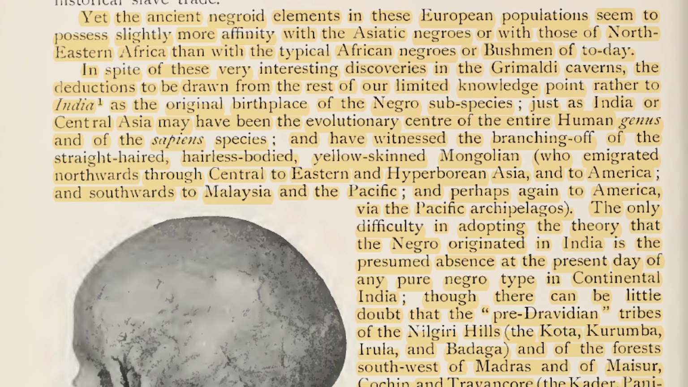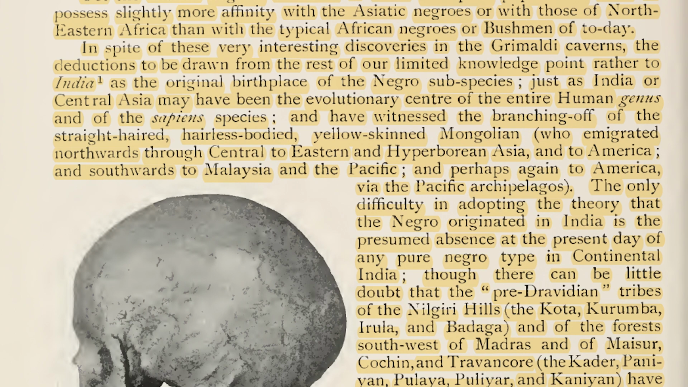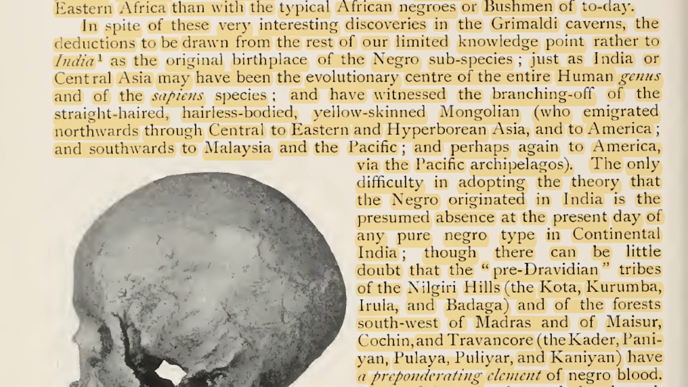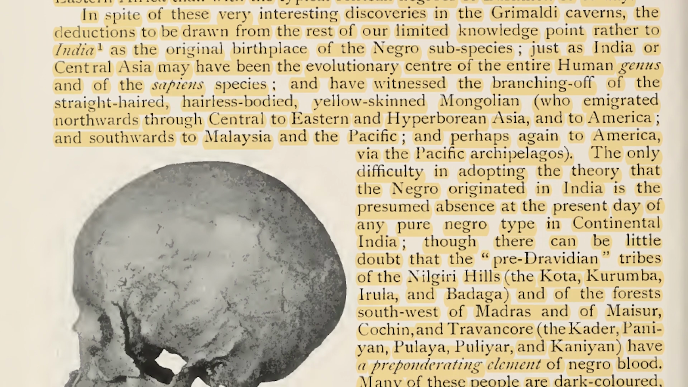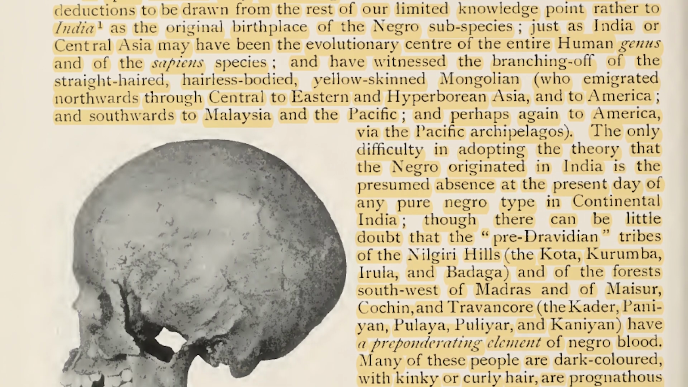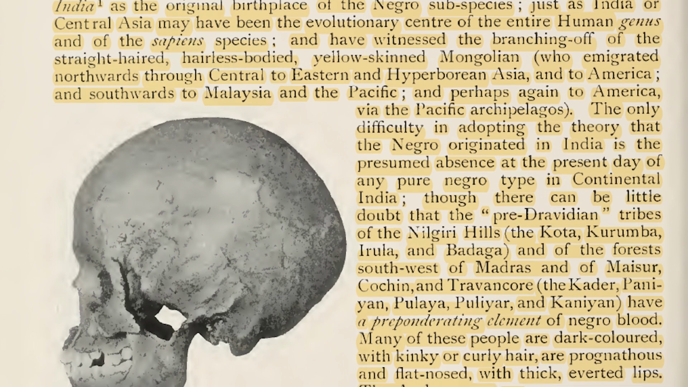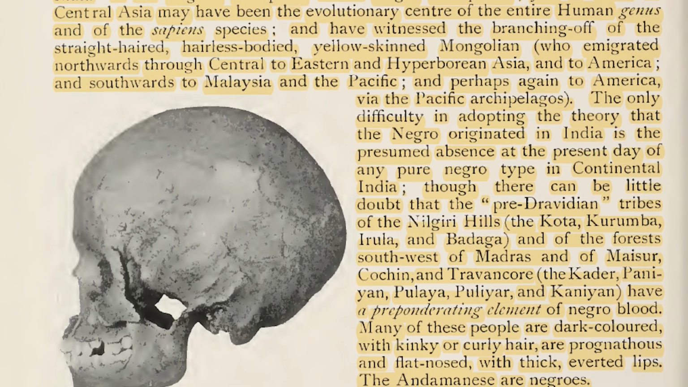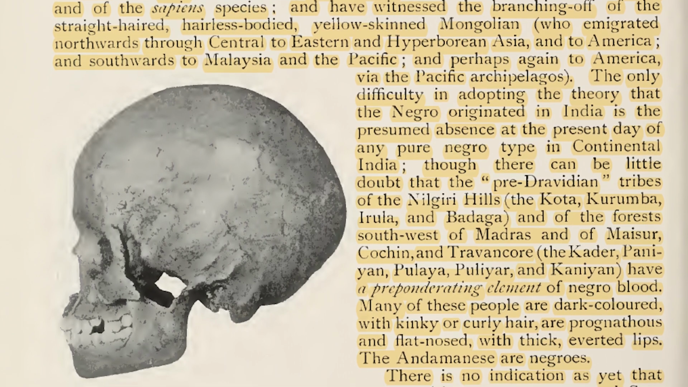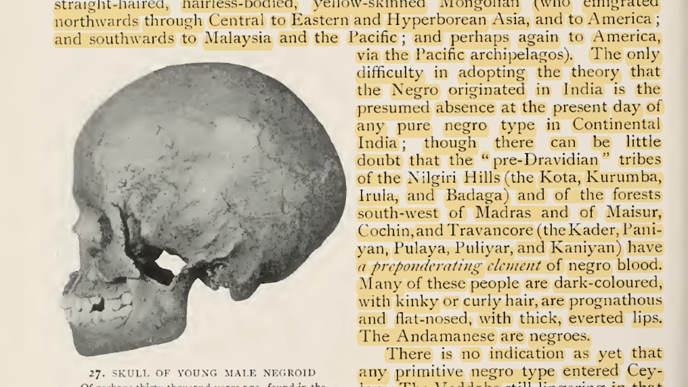In spite of these very interesting discoveries in the Grimaldi caverns, the deductions to be drawn from the rest of our limited knowledge point rather to India as the original birthplace of the Negro subspecies, just as India or Central Asia may have been the evolutionary center of the entire human genus and of the sapiens species, and have witnessed the branching off of the straight-haired, hairless-bodied, yellow-skinned Mongolian, who immigrated northwards through Central to Eastern and Hyperborean Asia and to America, and southwards to Malaysia and the Pacific, and perhaps again to America via the Pacific archipelagos.